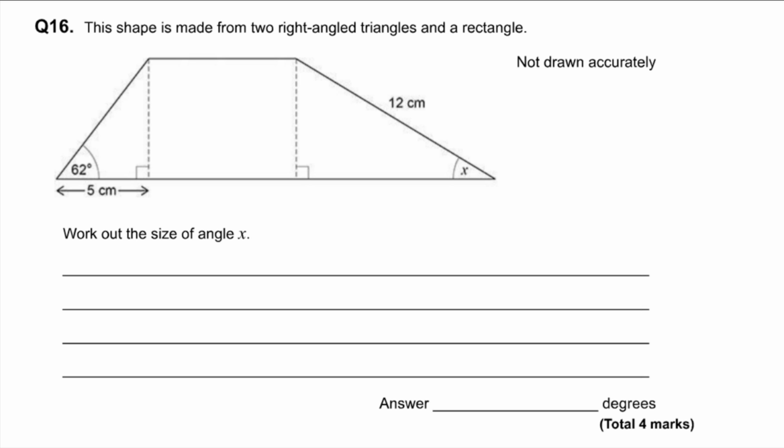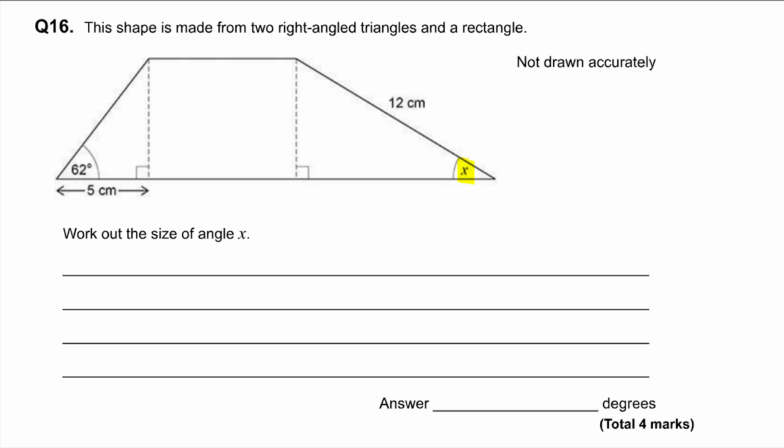Question 16, this shape is made from two right angle triangles and a rectangle. Work out the size of angle X. So there's angle X all the way over there. Can't really start in that triangle though. We only know one thing. That's not enough to use either Pythagoras or trigonometry. No, you need to know two things in the triangle in order to use those.